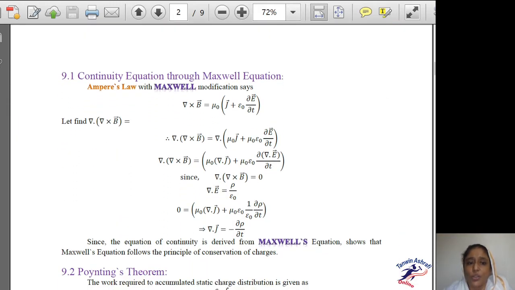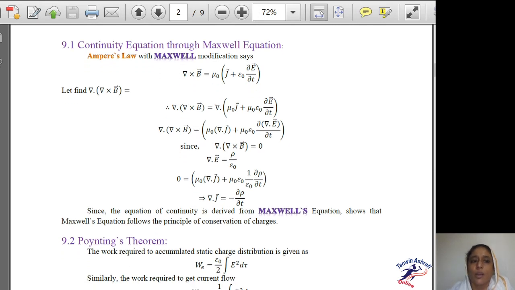Continuity equation for the Maxwell equations. We already have discussed the continuity equation, but at that time the Maxwell equations had not been introduced. Now we will see how the continuity equation is derived under the umbrella of the Maxwell equations. Ampere's law with the Maxwell correction and modification is shown below. Del cross B is equal to mu naught J plus mu naught epsilon naught del E by del t.